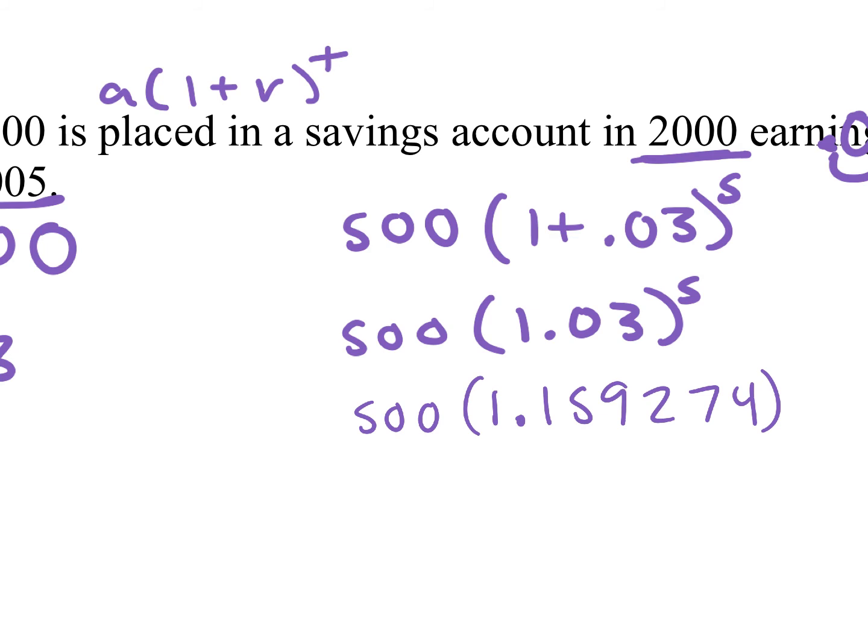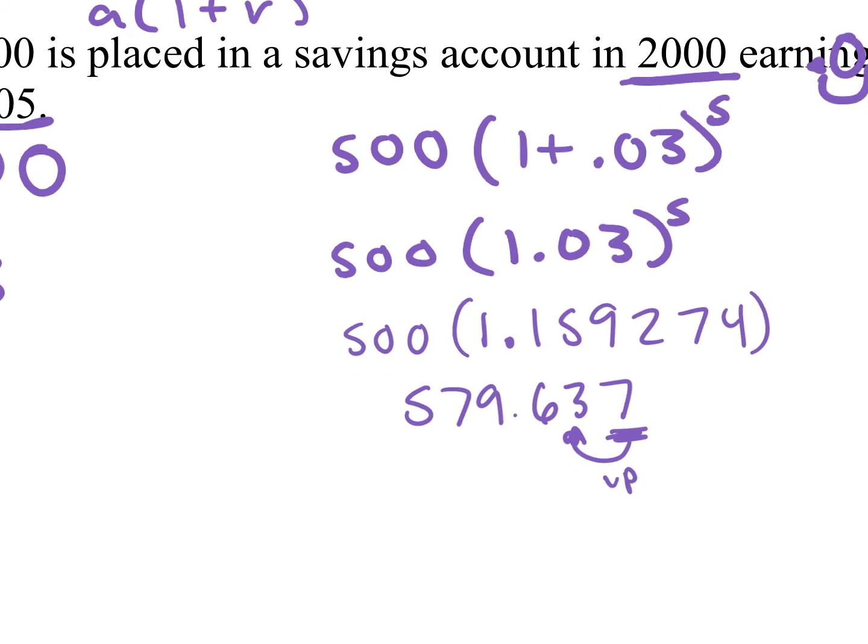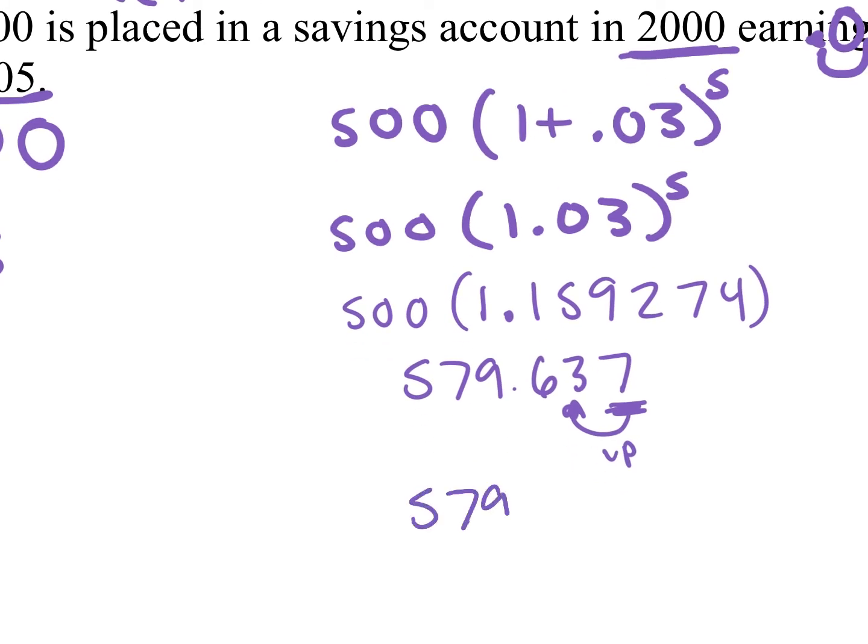Last step is to multiply by 500. So we get 579.637. But if it says round to 2 decimal places, what does a 7 mean that I round to? 6, 6.4. We round up. So 579.64.